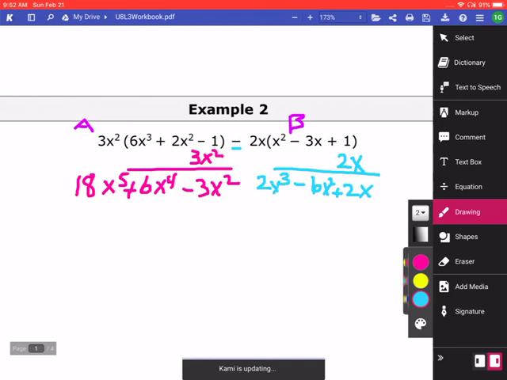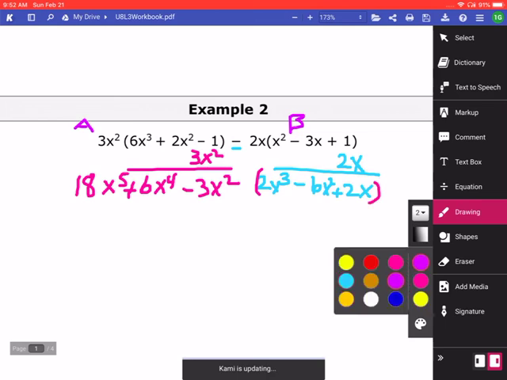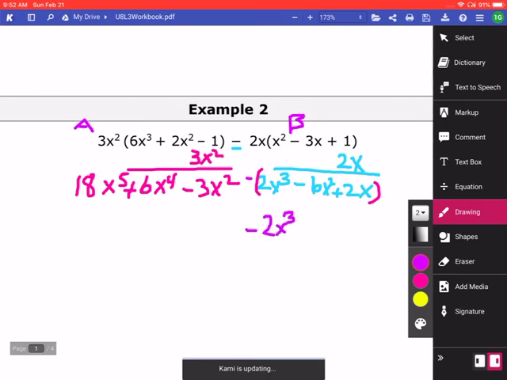Okay, now I can put this in parentheses and add my negative and distribute that negative. So then this part would become a negative 2x cubed, a positive 6x squared, and a negative 2x. Now, if you had put the negative 2x up here and multiplied everything there by negative 2x, you would have got this answer already. But it's just whichever way is less confusing for you, okay?